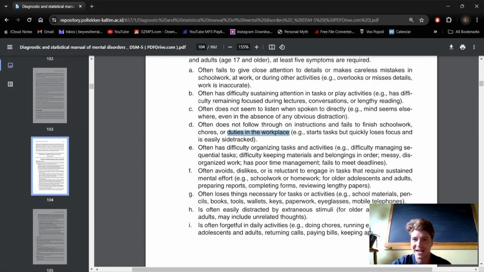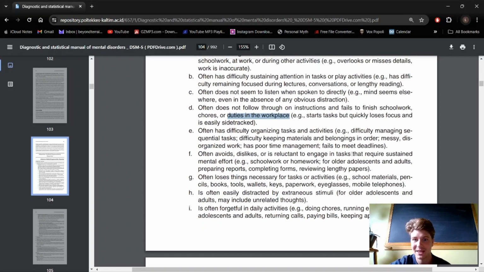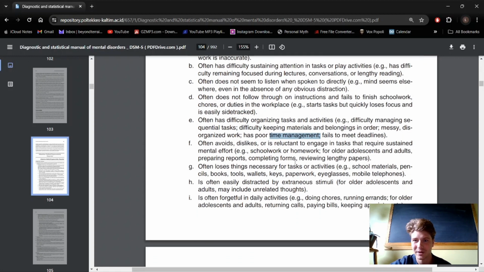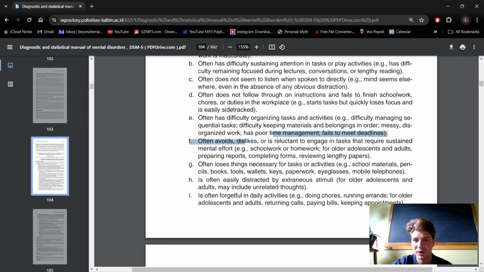Often has difficulty organizing tasks and activity, difficulty managing sequential tasks, difficulty keeping materials and belongings in order, messy, disorganized work, has poor time management, fails to meet deadlines. Time management, right? Messy, disorganized work. Often avoids, dislikes, or is reluctant to engage in tasks that require sustained mental effort like schoolwork or homework. And for older adolescents, preparing reports, forms, reviewing lengthy papers.